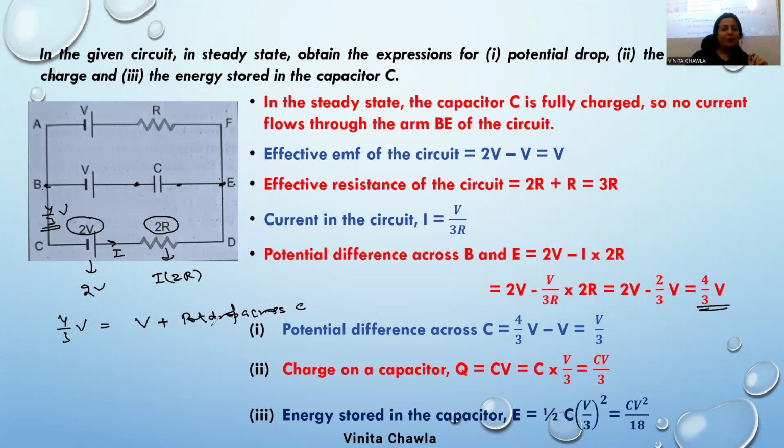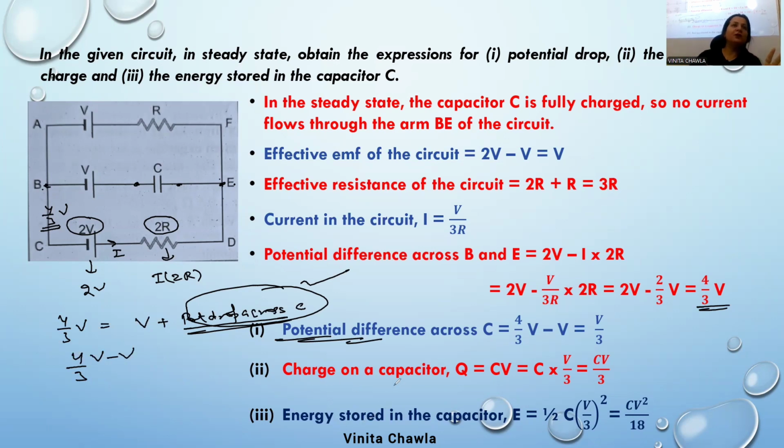If you have to find the potential difference across C, then you have to subtract V from 4/3 V. Only then can you find the potential difference across C. And once you get this value of V, you can easily find the charge by Q equal to CV, and the energy stored as half CV squared. It can be done easily. This was the problem.